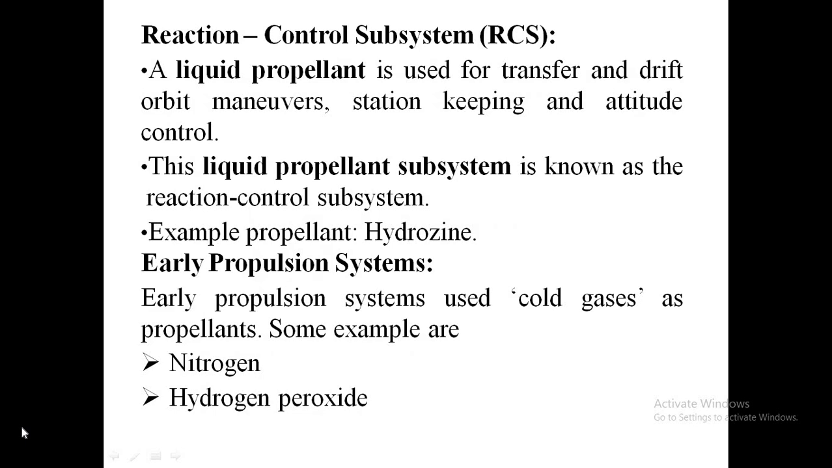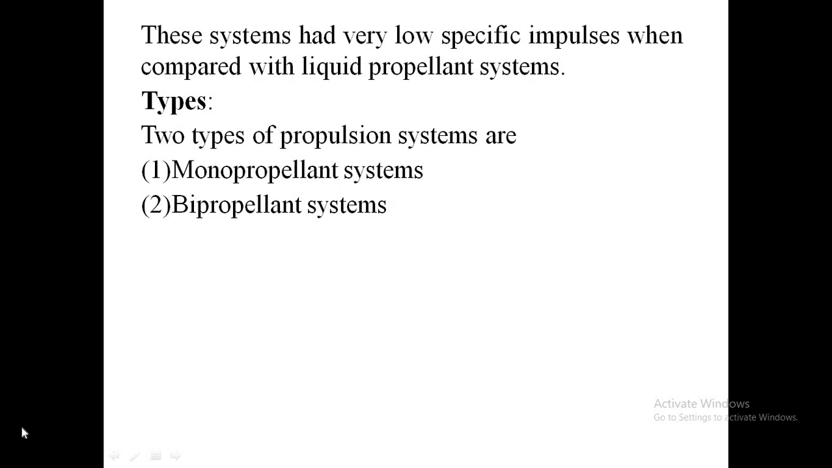Reaction control subsystem. A liquid propellant is used for transfer and drift orbit maneuvers, station keeping, as well as attitude control. The liquid propellant subsystem is known as the reaction control subsystem, and the propellant employed is hydrazine. Early propulsion systems used cold gases as propellants, and some examples are nitrogen as well as hydrogen peroxide.